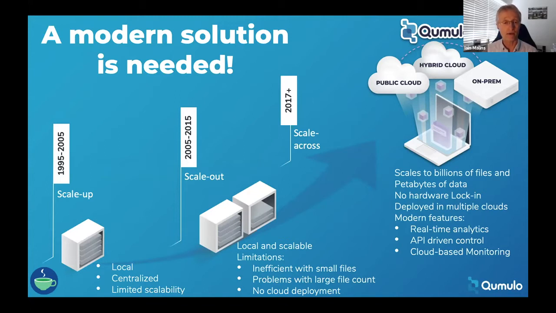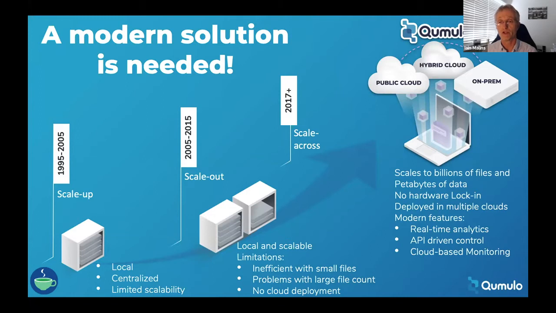Then scale out came out with the OneFS file system, and that was good. It allowed you to grow in a node type fashion. It was a cluster. You add a node, you grow capacity and performance, and that was really good. But of course, there were other problems around it. You know, difficult to use with small files. If you've got too many files in it, it has a big problem. And it wasn't built to run in the cloud. It's built to go on an appliance.